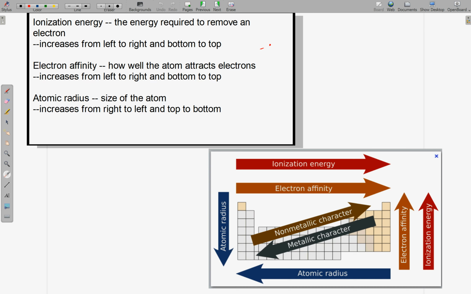But over here, fluorine has a really high ionization energy. It does not want to lose electrons, it wants to gain electrons. All right? So it makes sense that ionization energy would increase from left to right and from bottom to top. Okay? Electron affinity is how well the atom attracts electrons, and it increases from left to right and bottom to top.